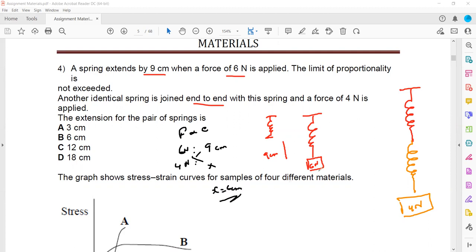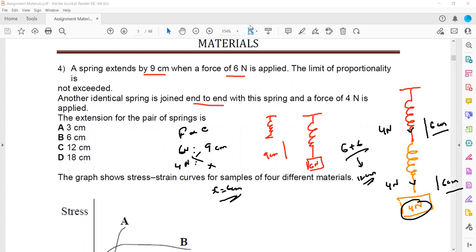This means each spring will extend by 6 centimeters, because this 4 Newtons is experienced by spring 1 and the same 4 Newtons is experienced by spring 2. So 6 centimeters for spring 1 and 6 centimeters for spring 2. What is the total extension? It will be 6 plus 6, which is 12 centimeters. So 12 centimeters will be the total extension of this pair. Is this question clear?